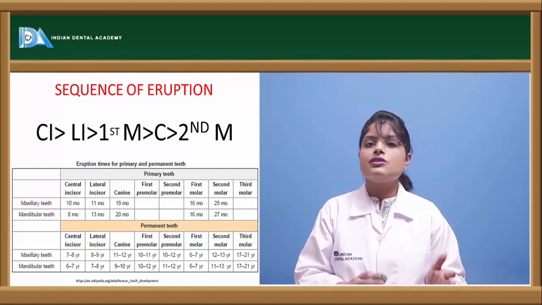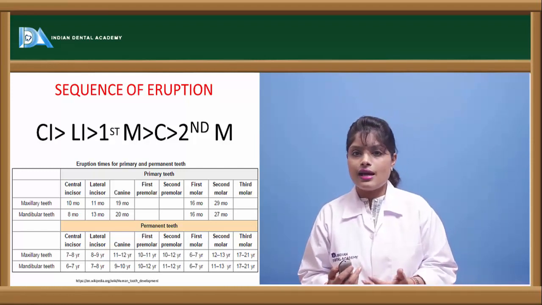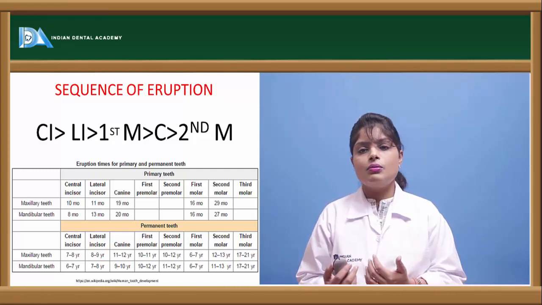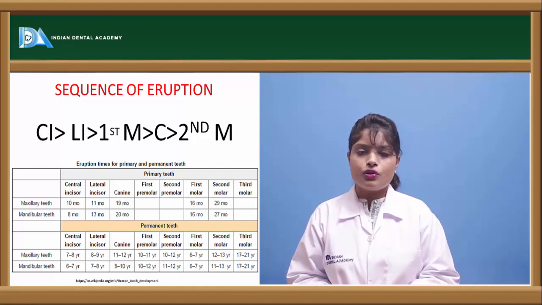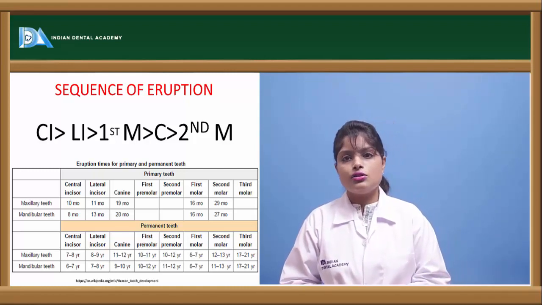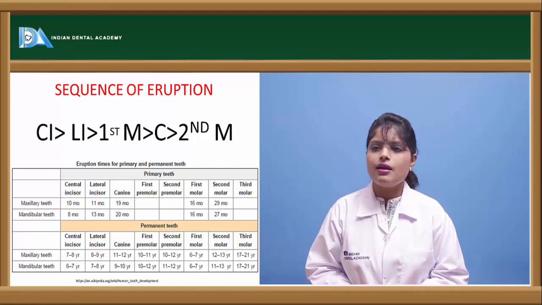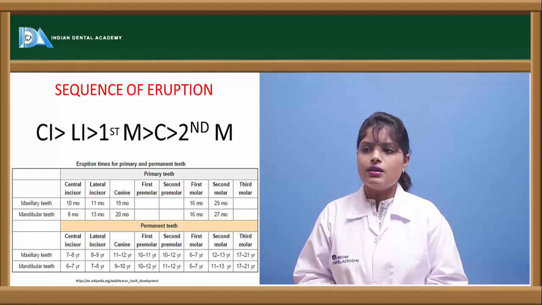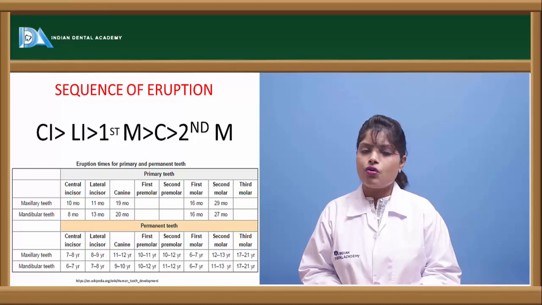Like in primary teeth, the central incisor, which is the lower central incisor, will erupt first, then the lateral incisors, then the upper central and the lateral incisors, then comes the mandibular first molar and the maxillary first molar, the canine, and the second molar. So this was the sequence of the eruption of the primary teeth, where the various eruption times are: the maxillary teeth are from 6 to 7, the mandibular teeth are also from 6 to 7, and the lateral incisor is from 8 to 9.